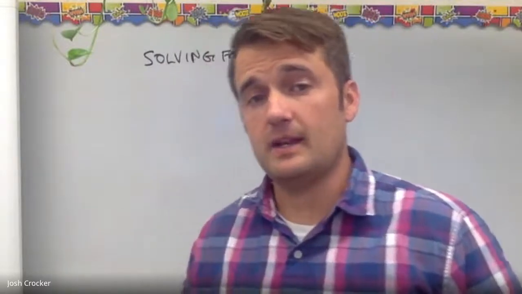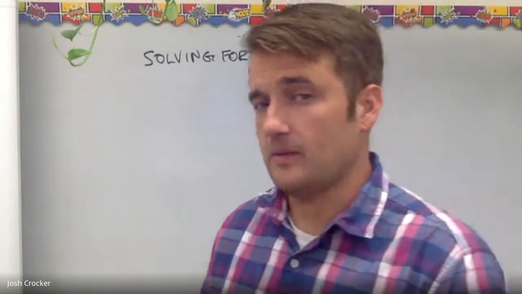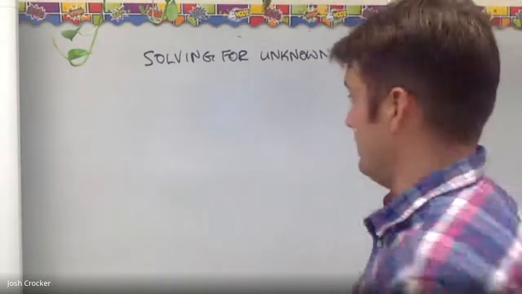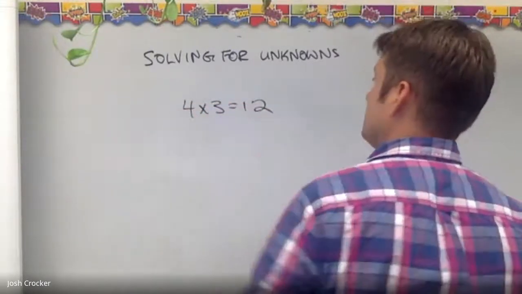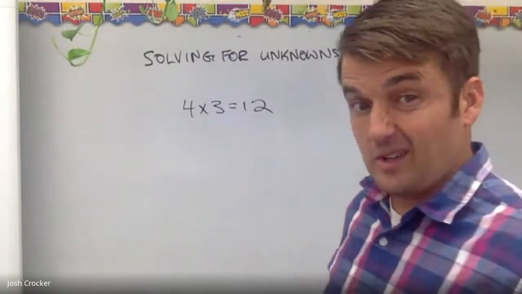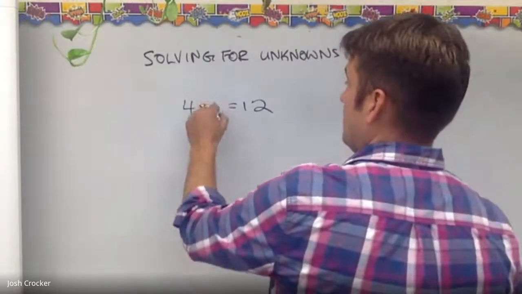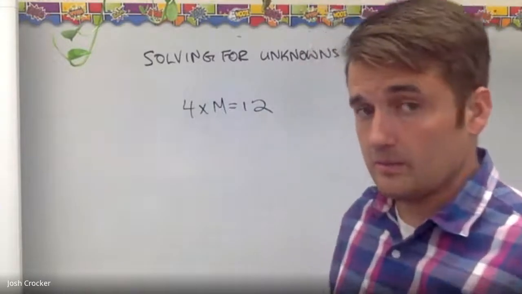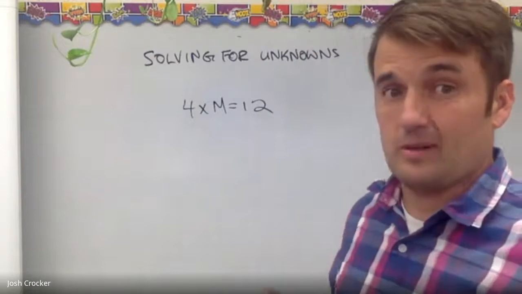Hi, so today we are going to be talking about solving for unknowns. And what that means is that you're going to get an equation like 4 times 3 equals 12. That's an equation. But instead of just being all numbers, they're going to give you a variable, okay? And it's called a variable because from problem to problem, m might stand for different numbers, right?